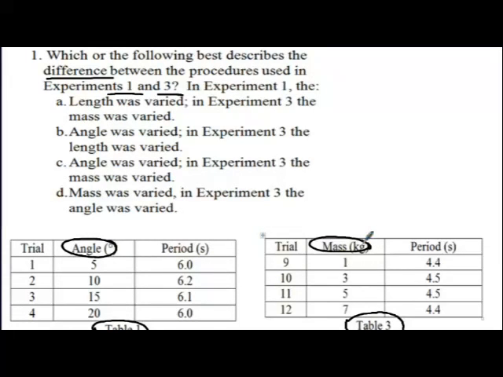So let's take a look at our answers. Experiment number 1, they're telling us the length is varied. Right away, from table 1, length was not varied. Let's rule that one out. Letter B, angle was varied in experiment number 1. That's true. And then in experiment 3, the length was varied. That's not true, right? Experiment 3, we know the mass is varied. Letter C, the angle was varied. And then experiment 3, the mass is varied. That sounds good, right? Letter C. Let's just check with letter D. Mass was varied, and right away we can rule that one out because of experiment number 1.